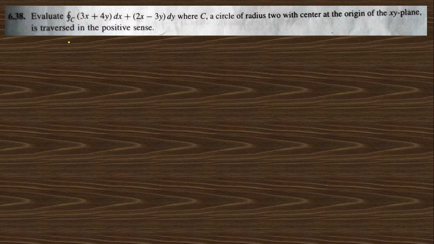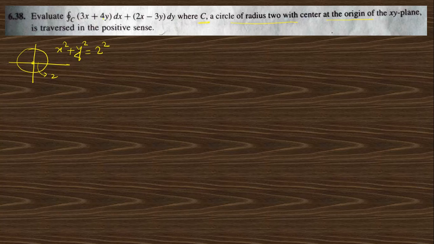Okay, so let's go to the next question, 6.38, which says evaluate this integration in the contour C, where C is a circle of radius 2 with center at the origin of the xy plane. So the equation of the circle is like that. This is the circle where the radius is 2 and the center is the origin. So the equation of this circle will be x square plus y square equals 2 square.